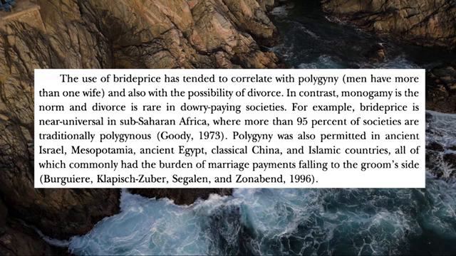For example, bride price is near universal in sub-Saharan Africa, where more than 95% of societies are traditionally polygynous. Polygyny was also permitted in ancient Israel, Mesopotamia, ancient Egypt, classical China, and Islamic countries, all of which commonly had the burden of marriage payments falling to the groom's side. So that illustrates it right there, and it shows kind of how the economics of that work.